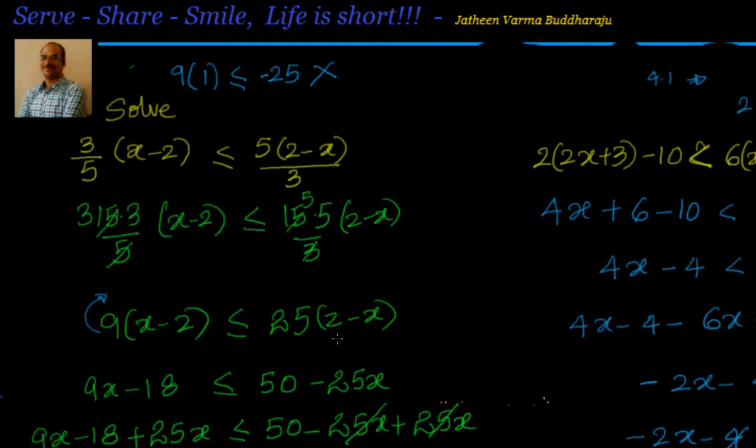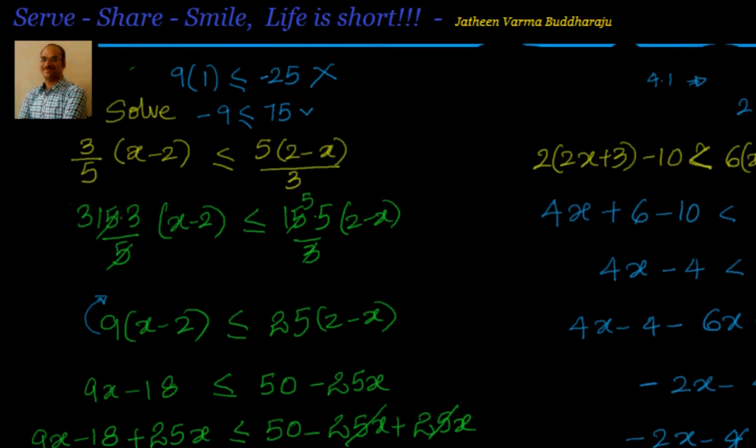Otherwise, if I put x equal to 1, I will have 9 into minus 1, that is minus 9, less than or equal to 2 minus of minus 1, that is 3. 3 into 25 is 75. Minus 9 is less than or equal to 75. That's perfectly fine. So whatever solution we got is okay, right? So that's about the two simple examples.